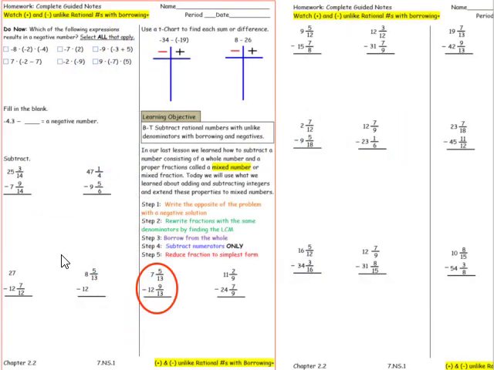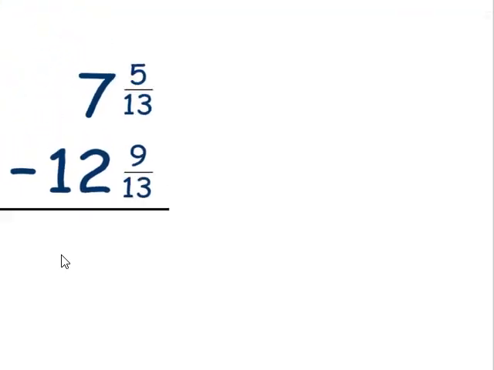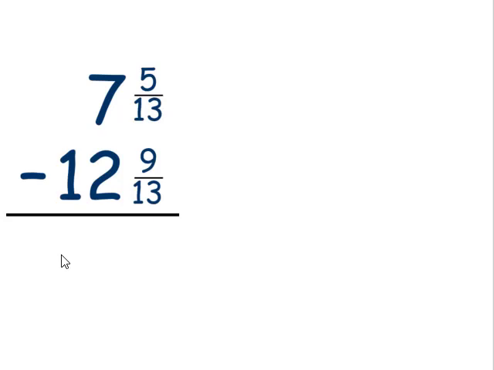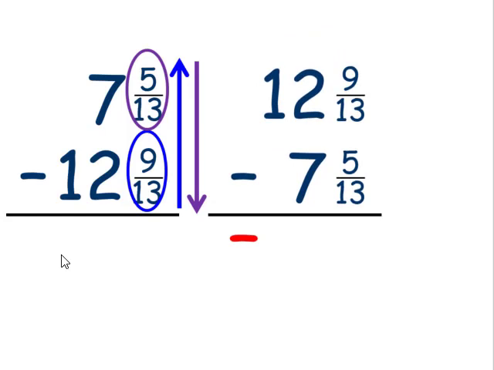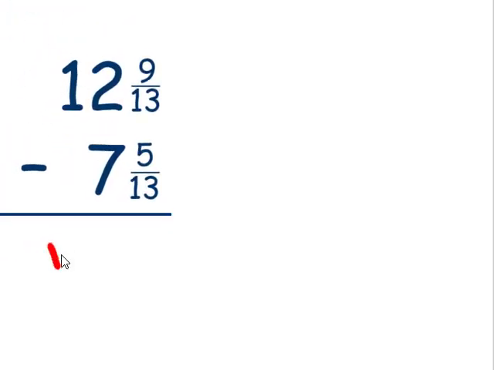Let's try this problem on your guided notes. 7 5/13 minus 12 9/13. Bring the 9/13 up with the 12 and the 5/13 down with the 7. And don't forget to write that negative. Now we can subtract. 9 minus 5 is 4/13, and 12 minus 7 is 5. 4 and 13 are in simplest form, so we're done.